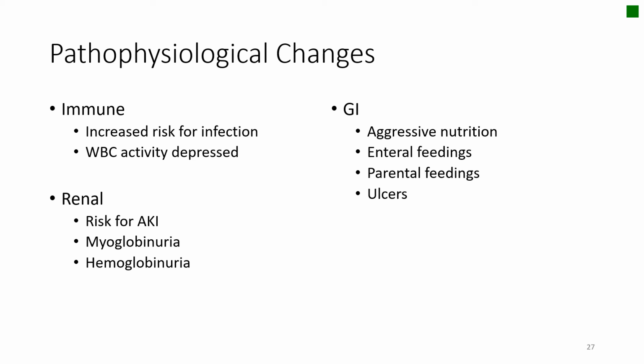These patients are at risk for ulcerations of the gastric and duodenal mucosa, and these are known as Curling ulcers. Treatment here would be the use of supportive therapy, so acid suppression therapy, H2 blockers, proton pump inhibitors, and antacids.